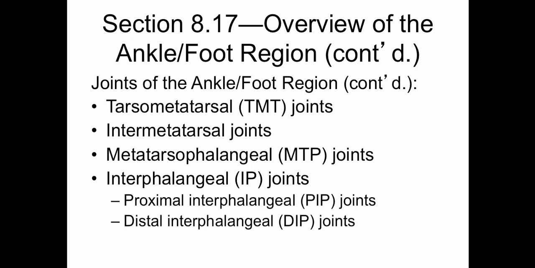The tarsometatarsal joints are between the tarsal bones and the metatarsal bones. The intermetatarsal joints are between the metatarsal bones. The metatarsophalangeal joints are between the metatarsal bones and the phalanges. Between the phalanges are the interphalangeal joints, with the proximal interphalangeal joint between the proximal and middle phalanges of the toes, and distal interphalangeal joints between the middle and distal phalanges of the toes.